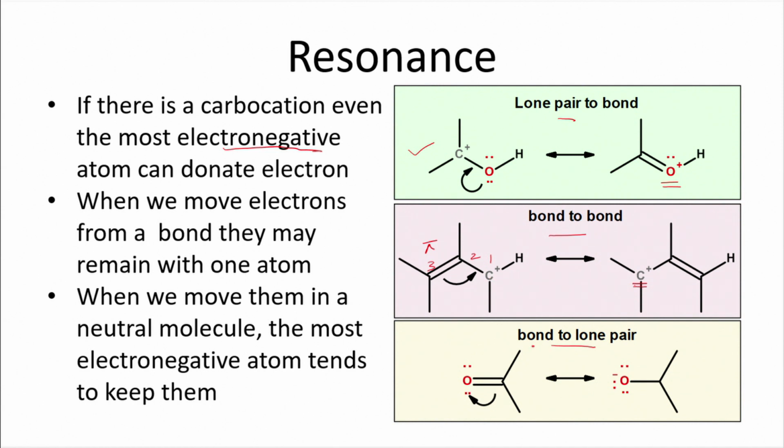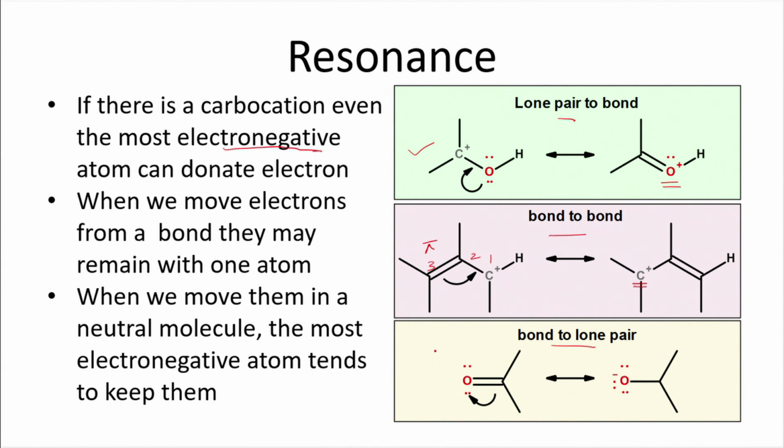And there is also another case where we can move the bond to a lone pair. So, the oxygen can actually pull this carbonyl double bond, C double bond O. This pi bond electron can be pulled by the electronegative oxygen. So, that is also possible. So, these are various resonance forms which can be drawn to show the stability of various species.